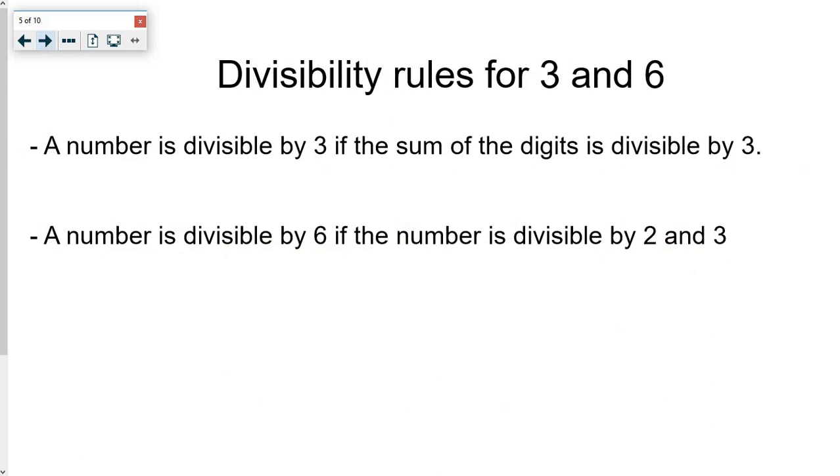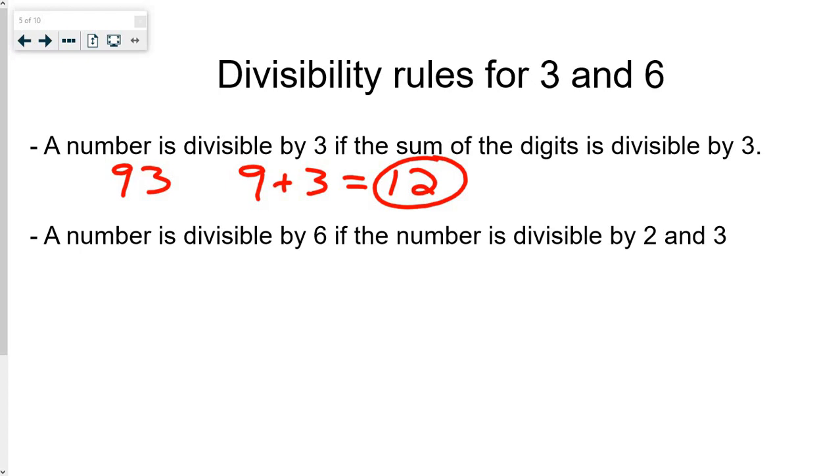Divisibility rules for 3 and 6. A number is divisible by 3 if the sum of the digits is divisible by 3. So let's take 93, and we add them together, 9 plus 3 equals 12. We know that 12 is divisible by 3, and if we don't, we add them up again. 1 plus 2 equals 3. And 3 is divisible by 3. So therefore, 93 is.